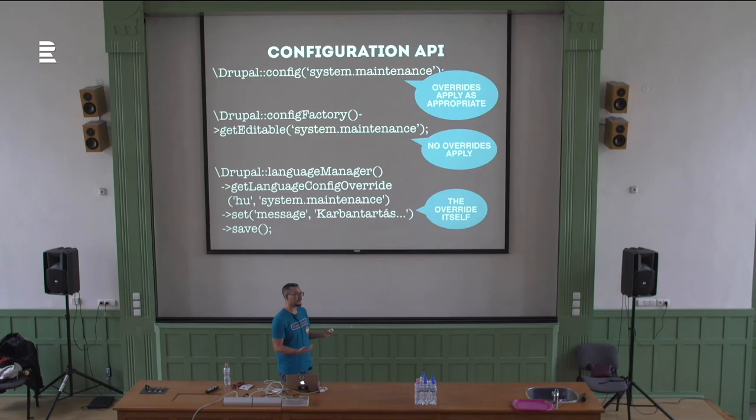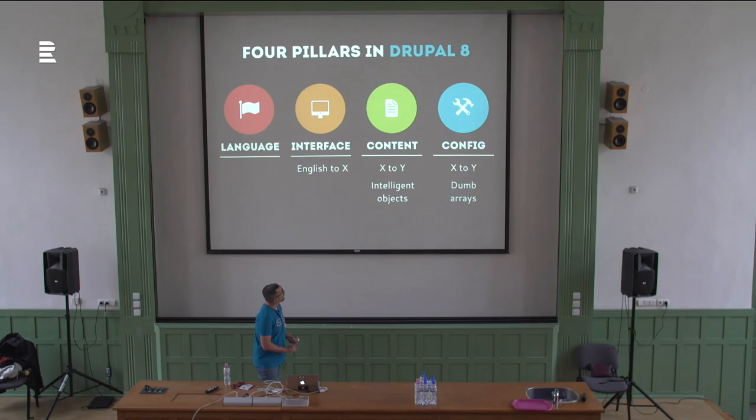So in the case of entities, we have really clever objects that you can call methods on. Configuration is more like getting an array of data, and you have to actually deal with the override yourself. So it's not as intelligent as the entity API system. Summarizing, for config, you can translate from any language to any other language, and you don't really get very intelligent objects. It's like dumb arrays that you can override, like applying other configuration on top of it.